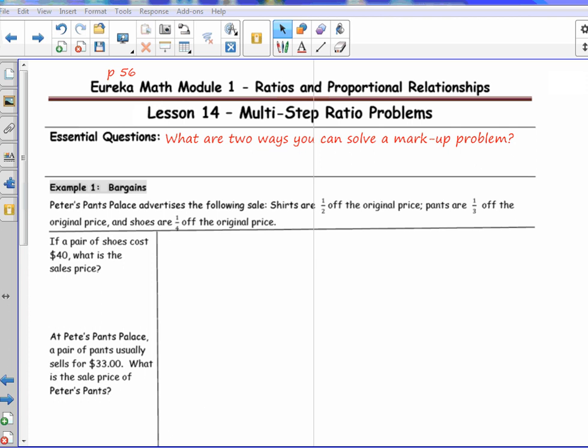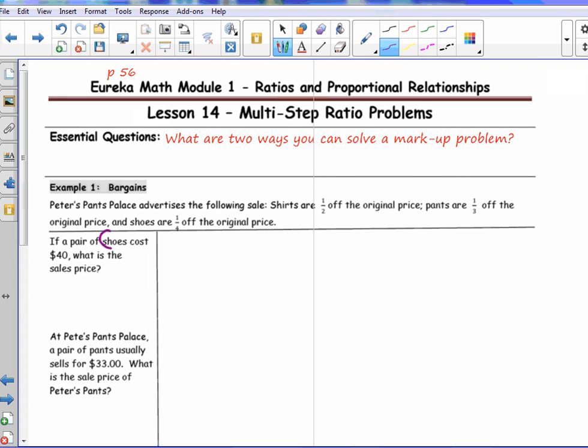Peter's Pants Palace advertises the following sale. Shirts are half off the original price, pants are a third off the original price, and shoes are a fourth off the original price. If a pair of shoes costs $40, what is the sale price?